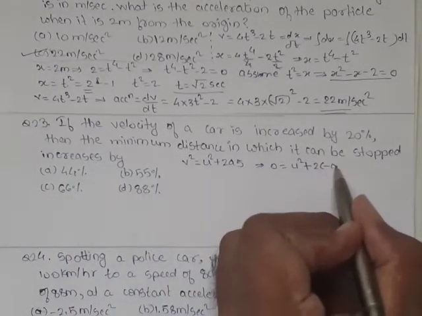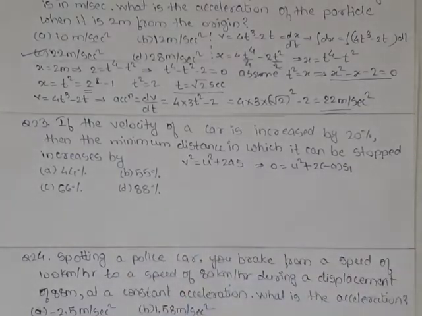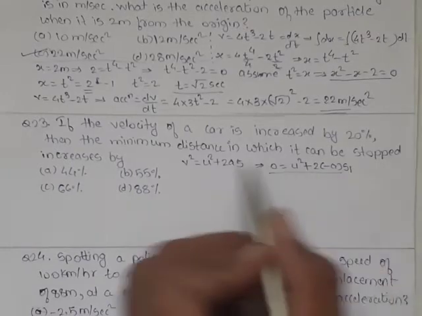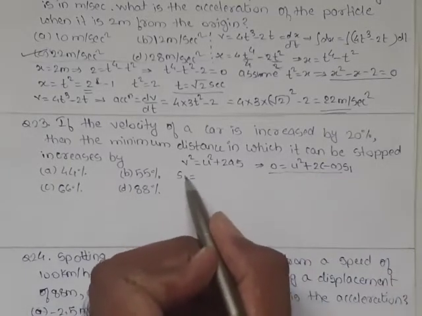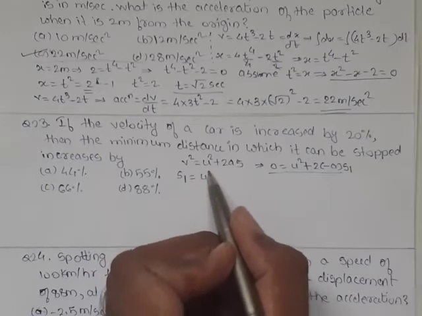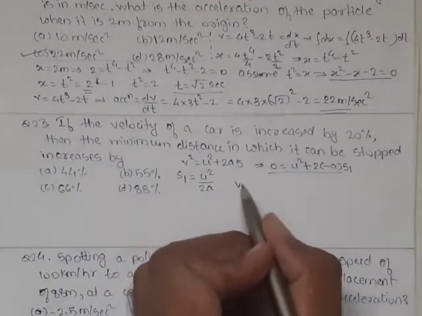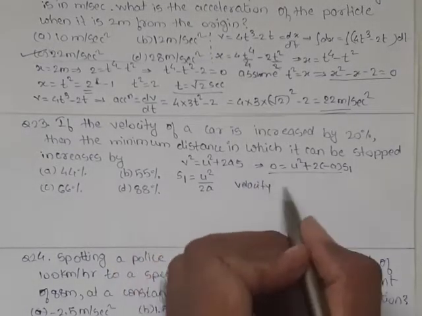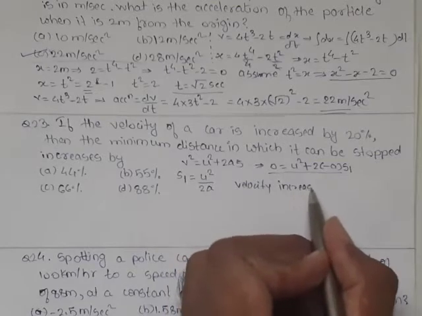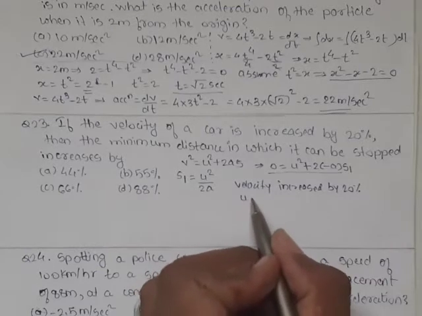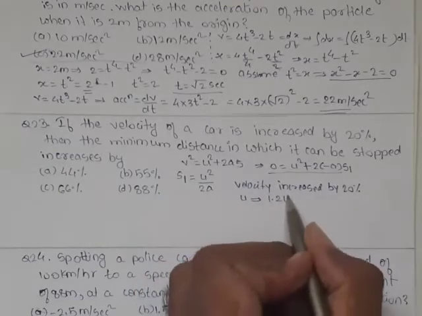So 2 into minus a s1. Initially when the velocity was u, the car will stop after traveling a distance s1. So our final equation, if we solve this equation in terms of s1, will become equal to u square upon 2a. Now here the initial velocity is increased by 20%, means initially when velocity was u, now it has become 1.2 u.